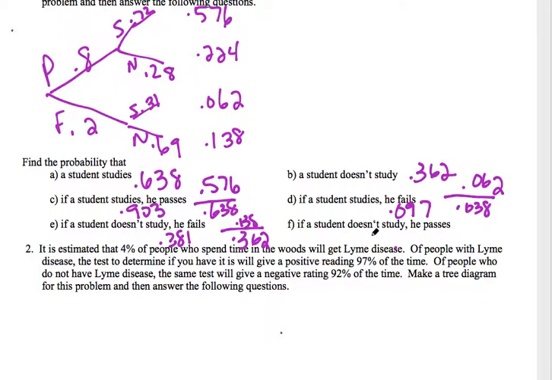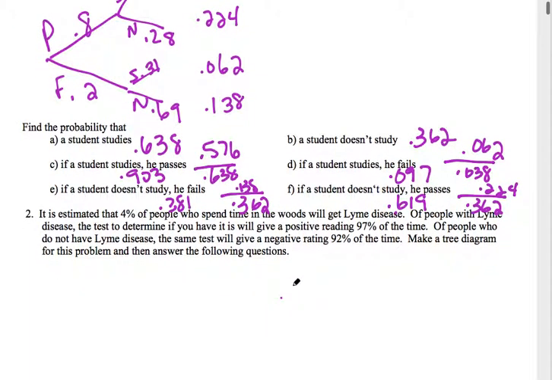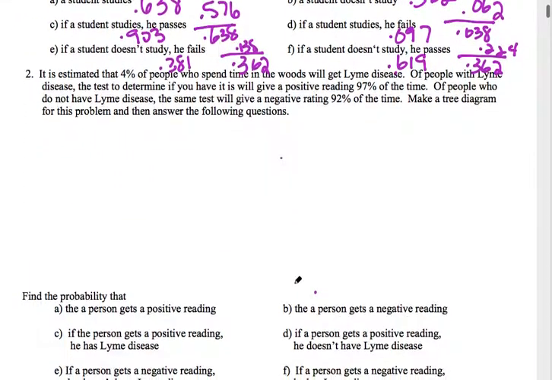If a student doesn't study, then he passes. So my denominator again, doesn't study, 0.362. My numerator, he passes. Doesn't study and passes. Passes, doesn't study, 0.224. And that is 0.619. Okay, all right. Okay, so let's do the next one.